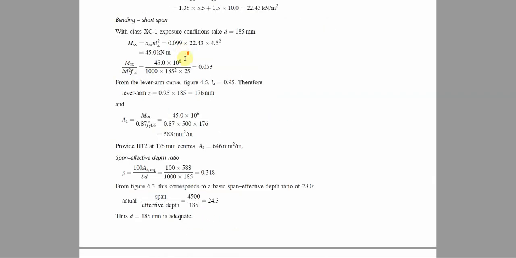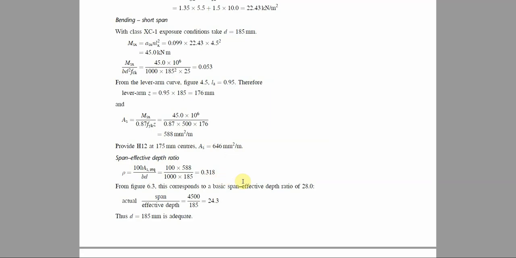Now the span effective depth ratio is gotten from this particular one. We have 100 As required, which is this, and As provided. So we have 100 As required, which is 100 times this, all over b times d, and our b is 1000, as I told you earlier on, and our d is 185. So when we calculate that, we have this, our rho is 0.318.